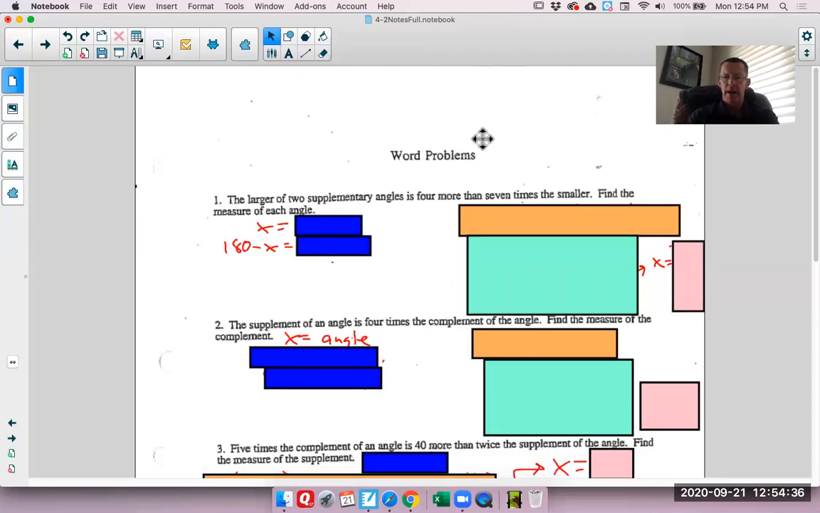The larger of two supplementary angles is 4 more than 7 times the smaller. Find the measure of each angle. Pause the video, give it a shot, and then I'll go through it. Okay, I'm back. Hopefully you got it right.